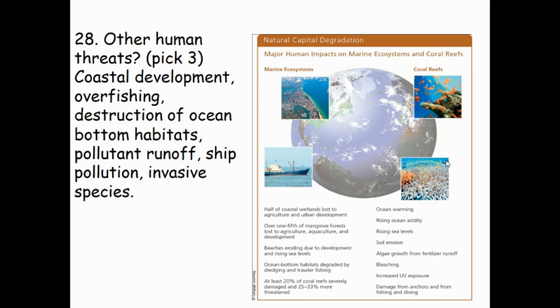There's a practice in the fishing industry that's called trawling. What they do is they literally drag a weighted net along the bottom of the ocean to pick up everything that's on the bottom of the ocean and everything in between the bottom of the ocean and the surface. And it destroys coral reefs. It messes up habitats that are on the bottom. It disturbs all of the organisms that burrow down into the sediment on the bottom of the ocean. Trawling needs to be outlawed. Pollutant runoff, ship pollution, invasive species, a lot of similar things to what's happening on the land.